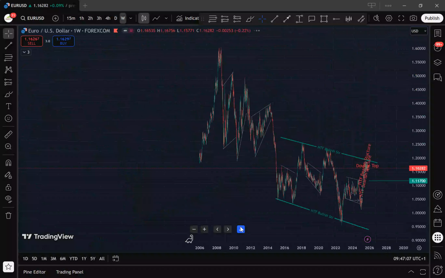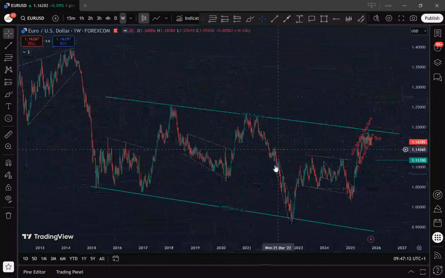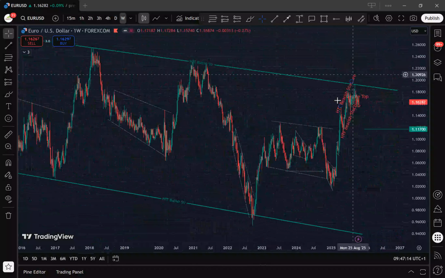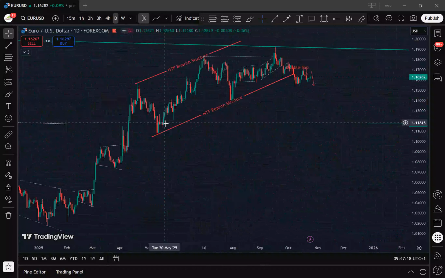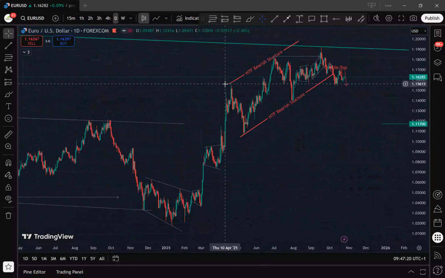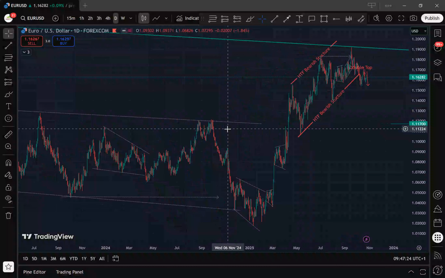On the weekly time frame, we have this bearish impulse, bullish reversal structure, but the price is at the top of this bullish reversal structure at the moment. So, okay, going down to the daily time frame, we have this bullish impulse, bearish reversal structure. So we have a conflicting bias on weekly time frame and daily time frame.